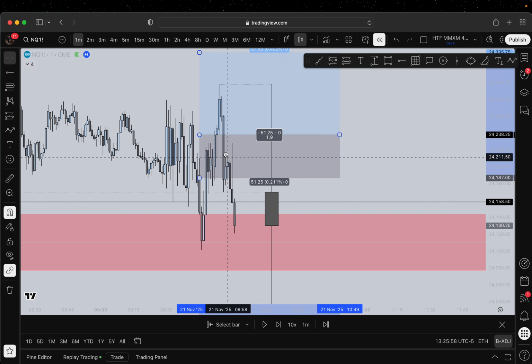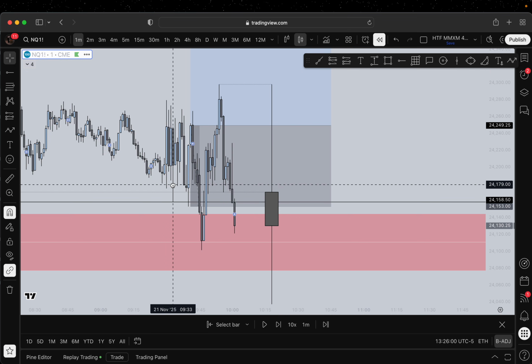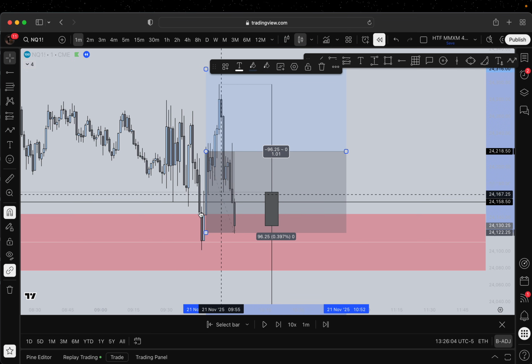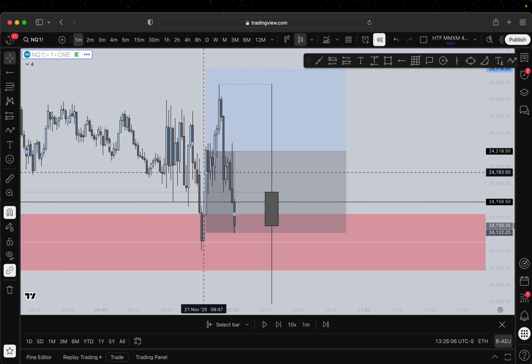But in this scenario, a lot of people take this inversion thinking it's valid, right? And they get chopped up. They think the SMT carries them. But if you trade the model correctly, you would understand that this is the correct move, and you would catch that win today.